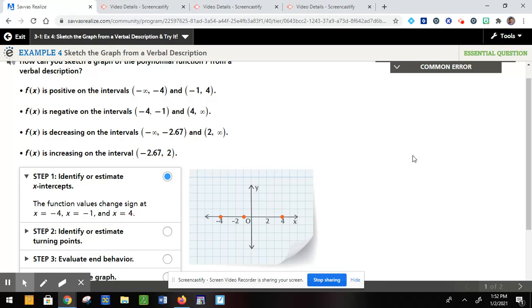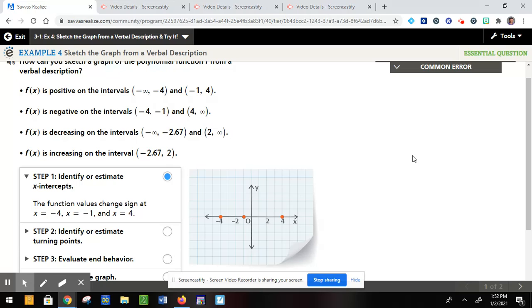Yeah, and the way you can tell, right? So like you have a positive interval from -infinity to -4. That means everything left of -4 is positive. Well, then between -4 and -1, it's negative. So at exactly -4, it's got to be at 0, right? If it's positive before and negative after. And then it stays negative until -1, and then it's positive from -1 to 4.